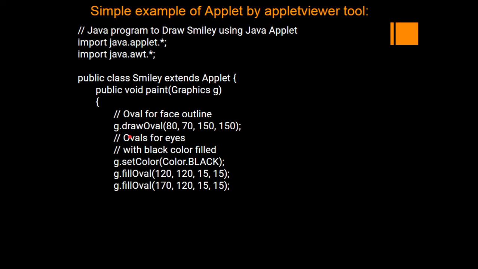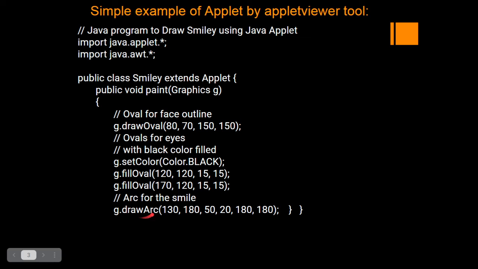So now we have drawn the outline of the face and the two eyes, and also we have filled them with the color black. That's all. And now we have to draw the mouth part, where you have to draw a smiley. For that we have a function called draw arc. It will draw an arc. What is an arc? A part of the circle. So we have to give the position and the location of the particular arc.